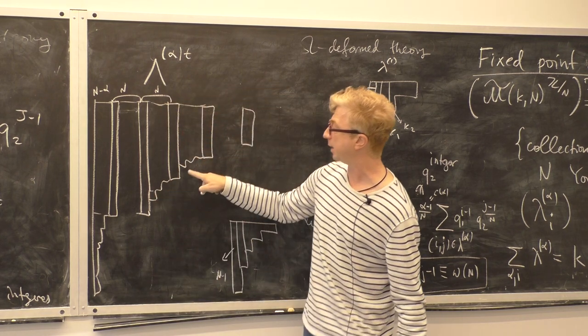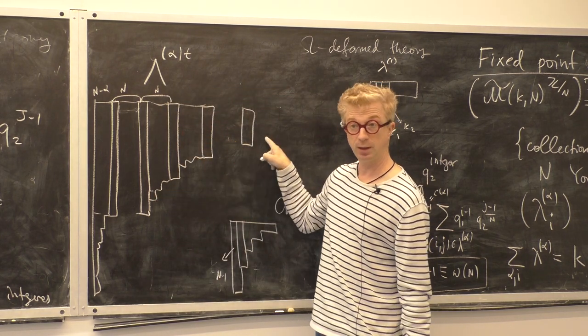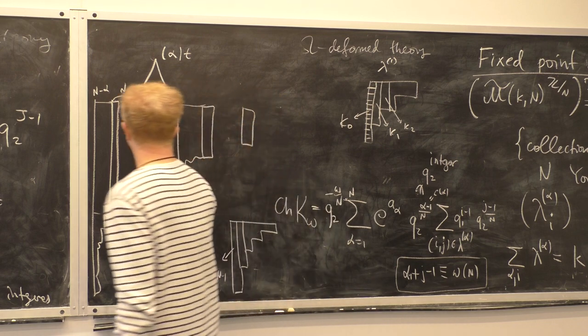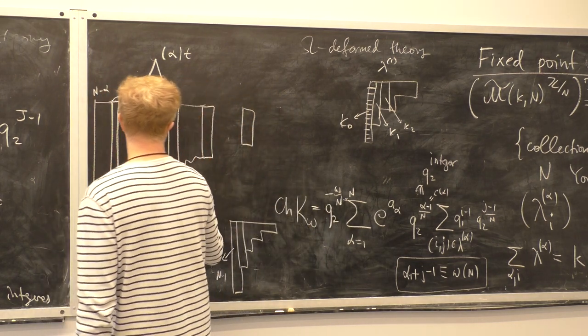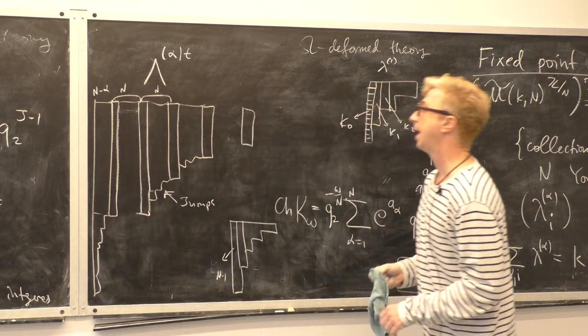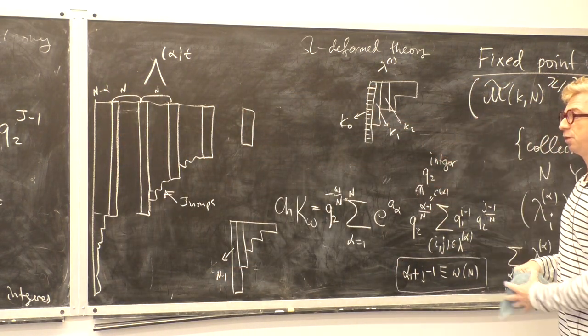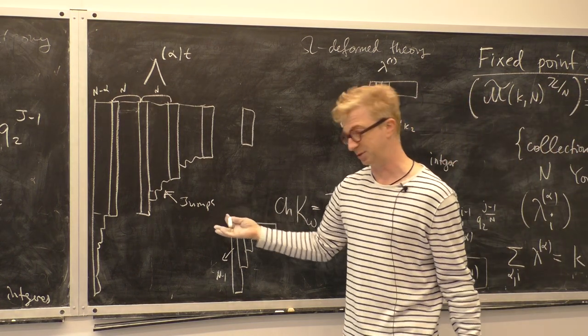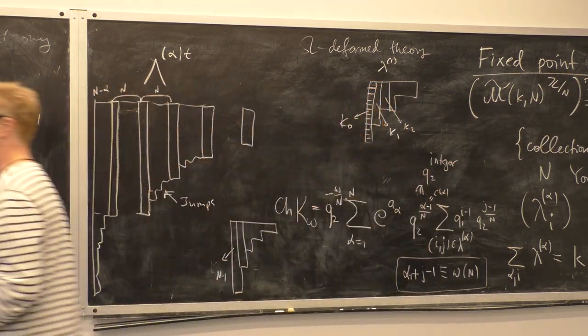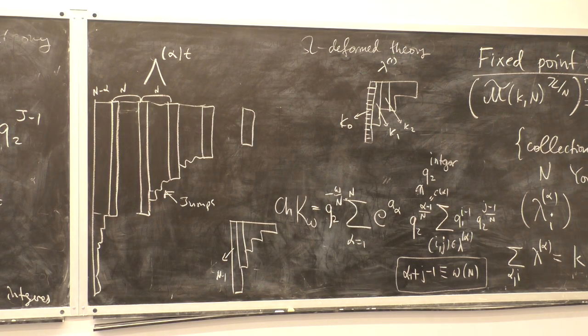But there are also things which you can add here at the right corner. And so these are called jumps. So the difficulty of making this evaluation is to actually make the sum of the jumps, and this is what I want to explain, provided I have time.